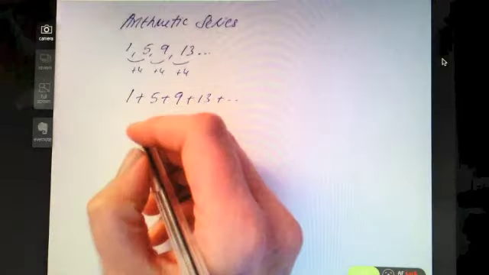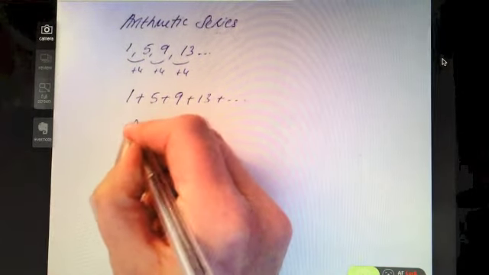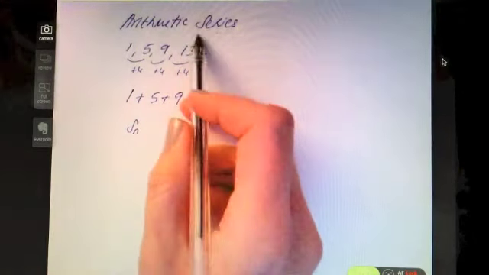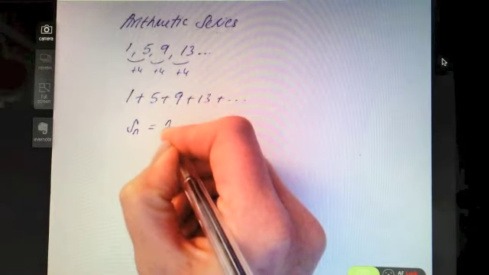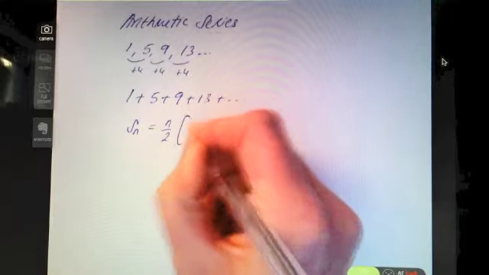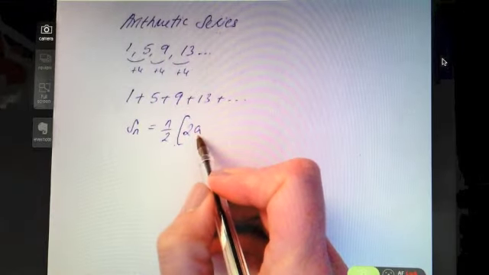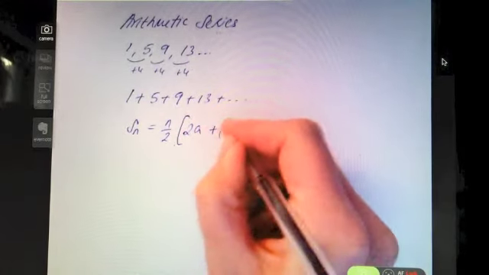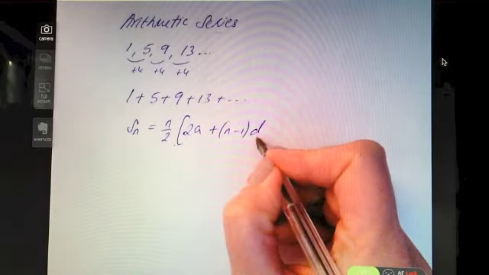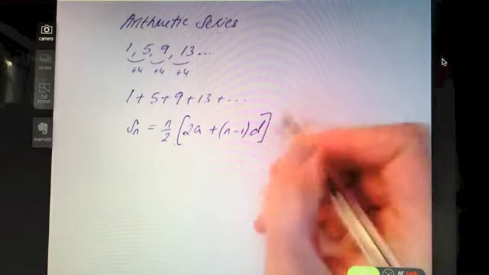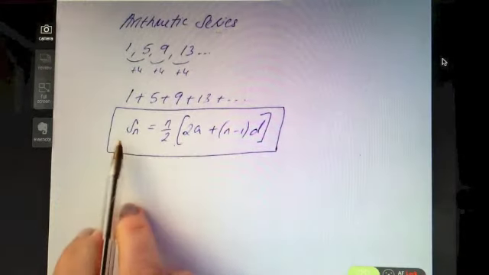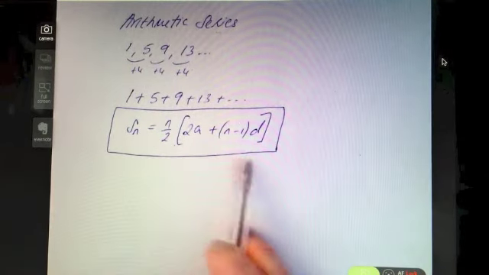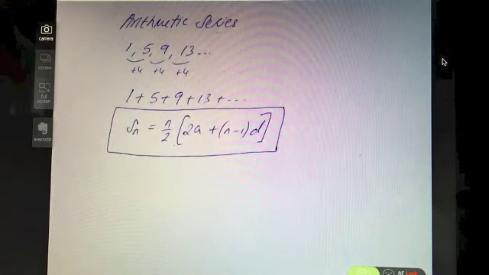So in the log tables, the important formula that you have related to arithmetic series is Sn equals n over 2, 2a plus (n minus 1)d. Remember, a is your first term, d is your common difference, and that will give you the sum of a particular number of terms in a sequence.